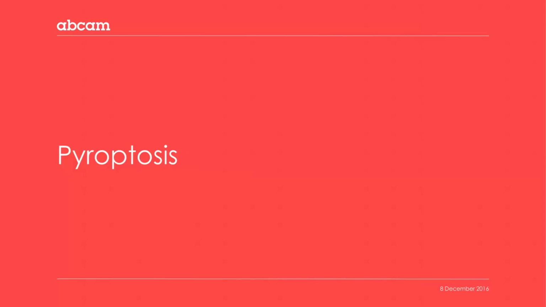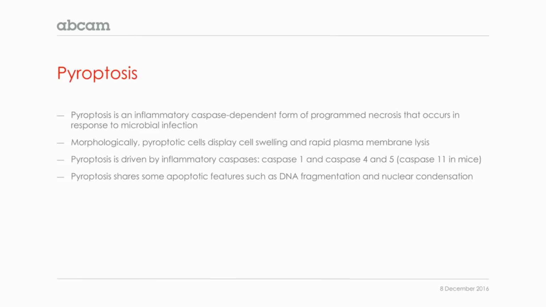So let's look now at pyroptosis. Pyroptosis is an inflammatory caspase-dependent form of cell death that happens after microbial infection. Morphologically, pyroptotic cells look like necrotic cells, but the cell death is driven by inflammatory caspases, caspase-1 mainly, and caspase-4 and 5, or caspase-11 in mice. As it depends on caspase activation, pyroptosis shares some apoptotic features such as DNA fragmentation or nuclear condensation.